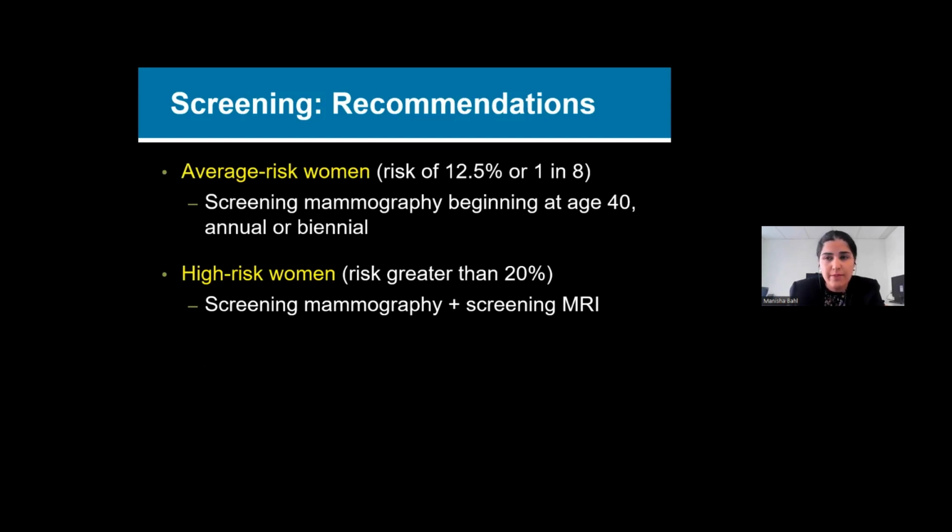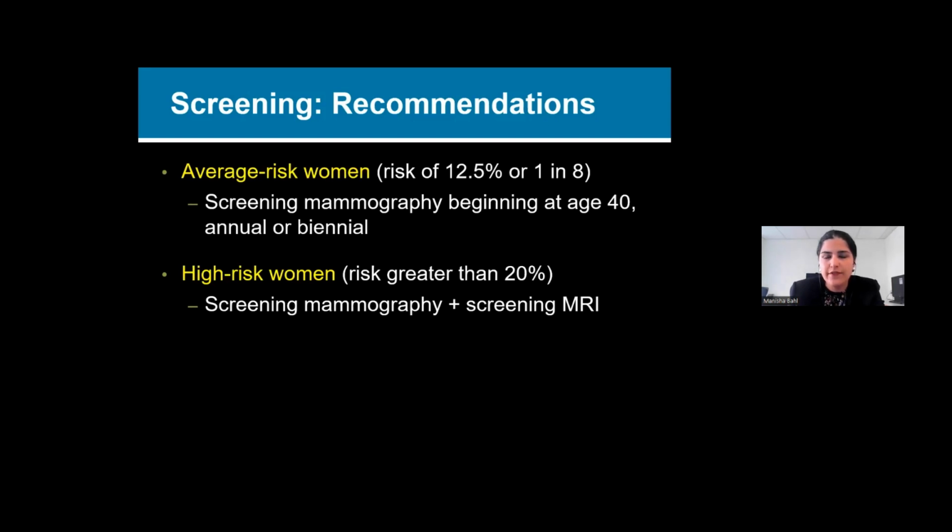For the average woman in the United States, her lifetime risk of breast cancer is 12.5%, or 1 in 8. We define high risk as those women with greater than 20% lifetime risk of breast cancer. Average is 12.5%, high risk is greater than 20%. For high-risk women, annual screening MRI in addition to annual screening mammography are recommended.